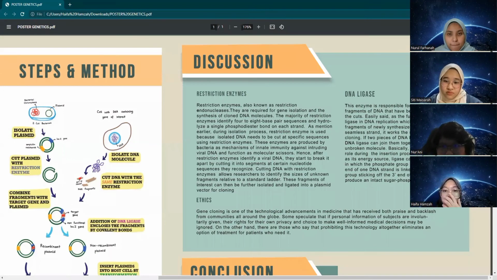Okay, so right now, I'll be explaining the discussion of our subtopic, which is steps and methods of gene cloning. As mentioned by my group members about the restriction enzyme and DNA ligase, now I will briefly explain these two important components involved in gene cloning.